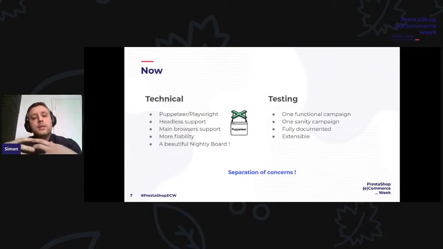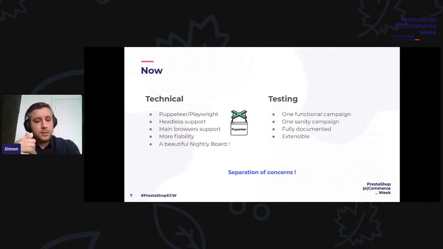The sanity campaign is a small campaign. It's about 9 minutes long, and it's making sure every pull request is safe, with quotes. It will check every critical feature of PrestaShop to make sure the developer didn't break anything important.